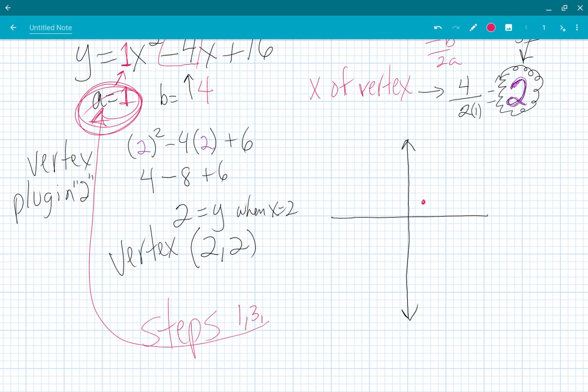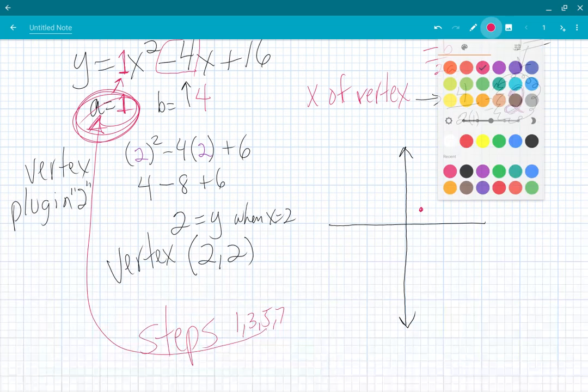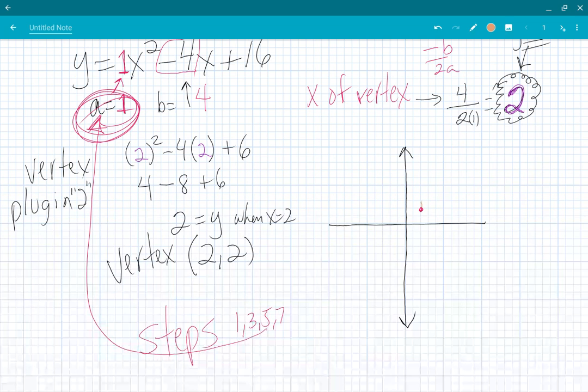1, 3, 5, 7 times 1. So they don't change, right? So that means we're going to go up 1 over 1, 3 over 1, and then 5 over 1, right? 1, 3, 5. And then that's it. And then you got to do the right side and then the left side, or you could do the left side first if you like.